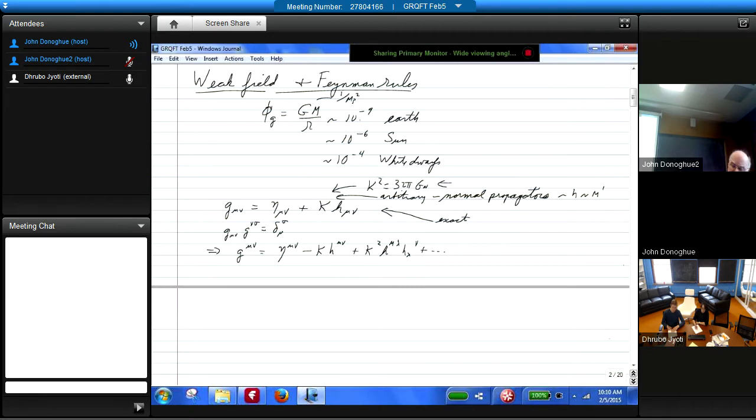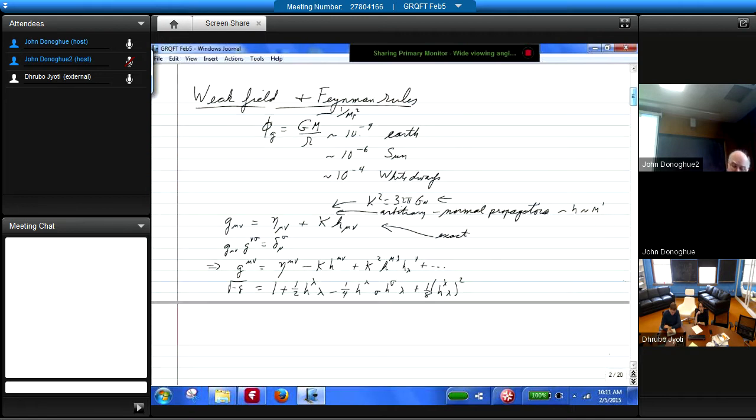Just for reference, the square root of minus g is then 1 + 1/2 κ h^λ_λ − 1/4 κ² h^{λσ} h_{σλ} + 1/8 κ² (h^λ_λ)². I don't think we use that for quite a long time, but since I'm doing it, I might as well just do it here.